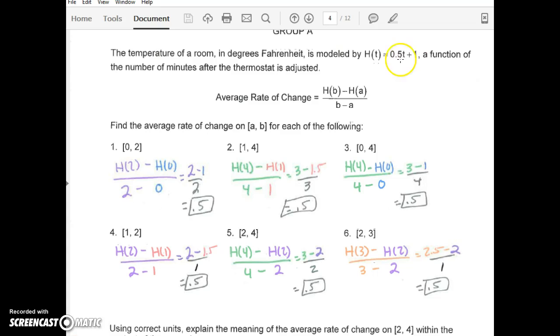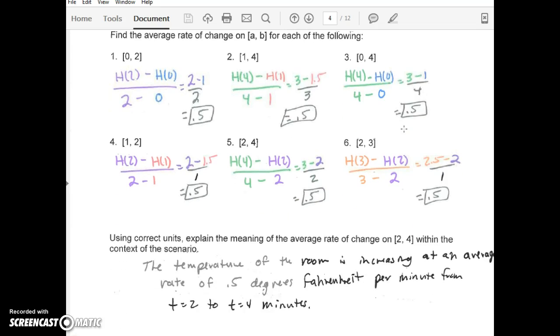0.5t plus 1. We've got our slope and our y-intercept. We're still going to do the average rate of change using our slope formula. Interesting that when we do that, it appears that it doesn't make a difference what our interval is. When we calculate the average rate of change, we always get the same thing, and that's because the slope of a linear equation is consistent throughout. Notice that this 0.5 right here is the number that's in front of our variable. That is our slope that we're calculating.